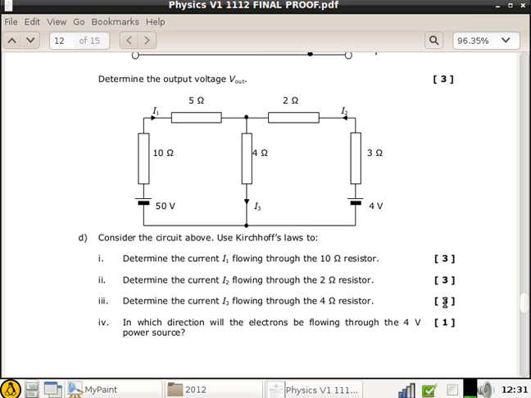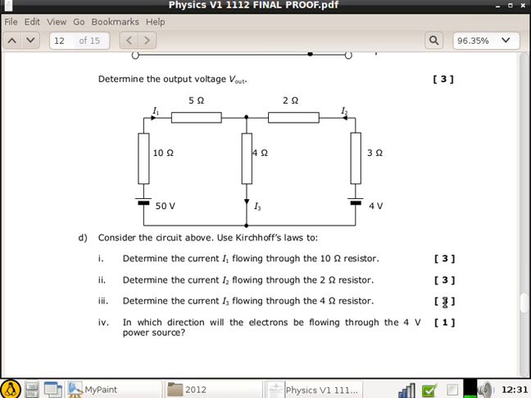Yeah, but the current splits into 2. I1 splits into 2. True. So it's very likely that the I1 will be bigger than the I2, and therefore the I2 answer will probably be negative. It'll probably be dominated and pushed away by the I1. But it doesn't actually matter. If you drew it backwards, you'll just get a different sign in the answer. But because they gave me that diagram, I need to use that one in my equations.